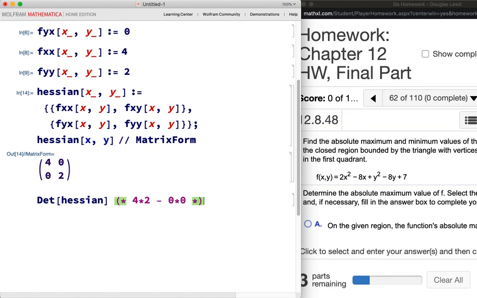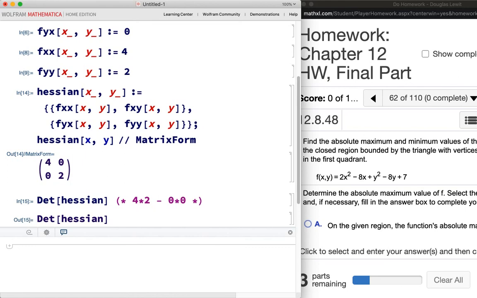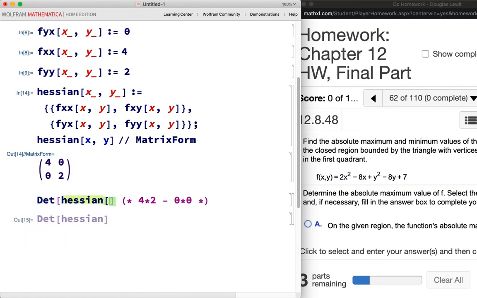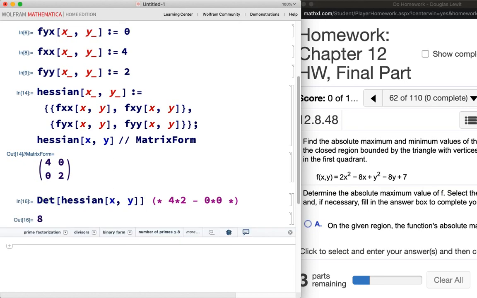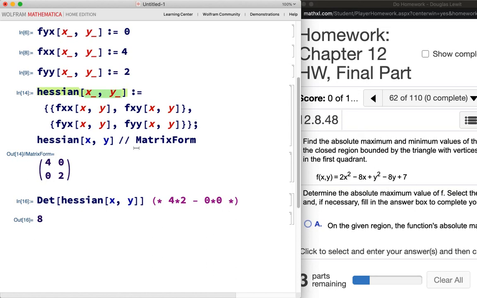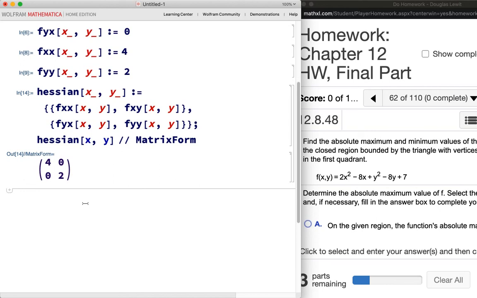Okay, and we know that the answer is going to be, I see what the problem is. Okay, there we go. So Hessian is actually a function that takes 2 arguments, x and y, because that's how I defined it. Hessian is really a function that produces a matrix. It's not just a matrix. So anyway, getting back to what I was saying, the determinant of the Hessian matrix is going to be 8. Let me erase that and do that one more time for people who are having a hard time following this.